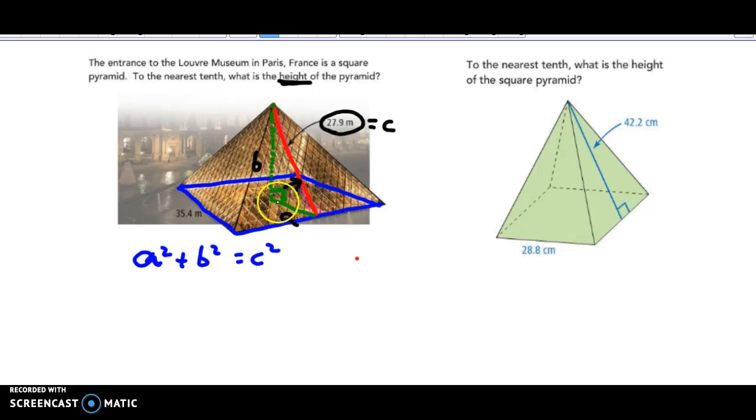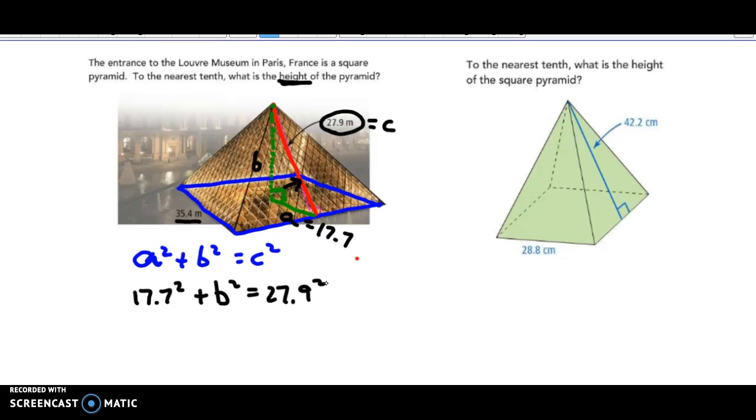So we need to think about this A value here. If this is going from the edge of the square to the center of the square, then this distance ought to be half as long as the side of the square, right? It's going from the edge of the square to the center, so halfway across. So it's going to be half of 35.4, which is 17.7. So this A value is going to be 17.7. So let's substitute in now. I know my A value, 17.7 squared. I don't know my B value, that's the height of the pyramid I'm trying to find, but I do know the C value, which is 27.9 squared.